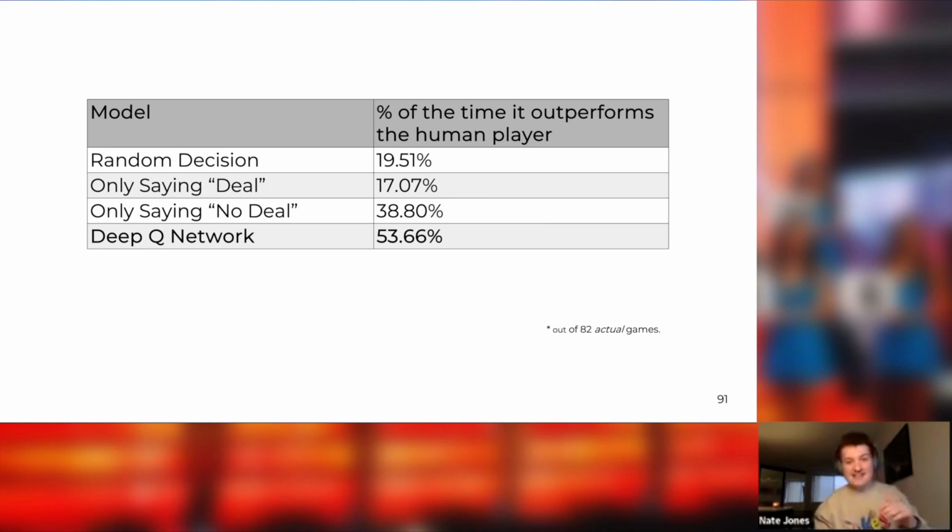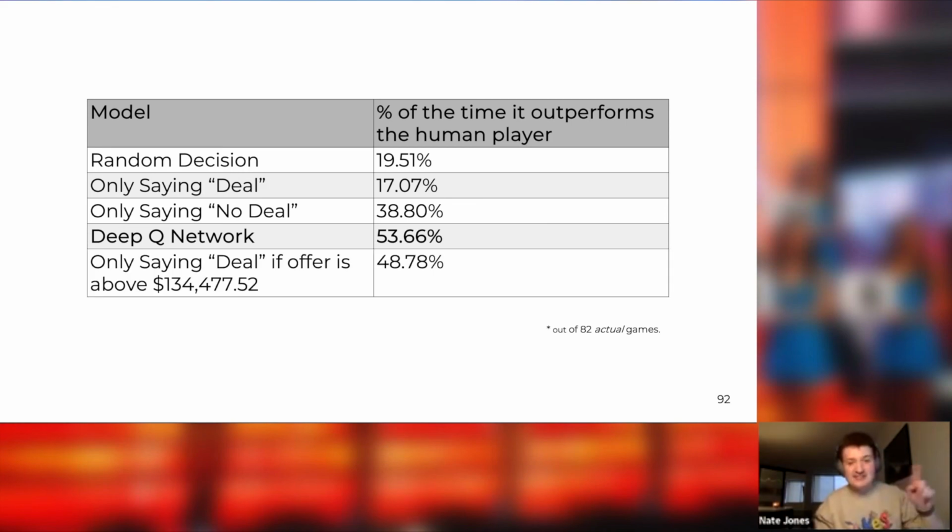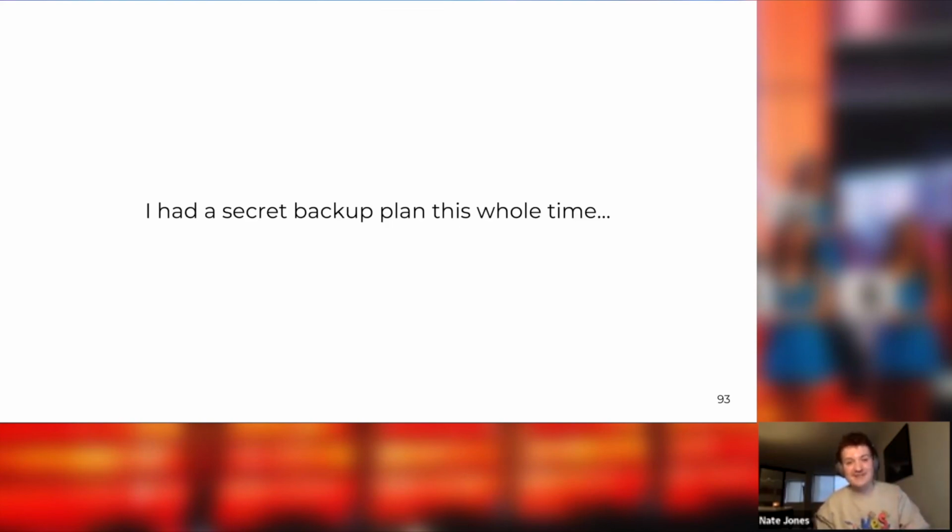But I'll undercut myself a little bit by saying that a model that only says deal if the banker makes an offer above the expected value does almost just as well, which is not super great. It means my DeepQ network is more human than I wanted. But I know I have a little bit of time, but I have to tell you, I had this secret backup plan in the back of my mind the entire time because I knew I would fail. I didn't trust myself the entire time. My DeepQ network wasn't machine learning enough.